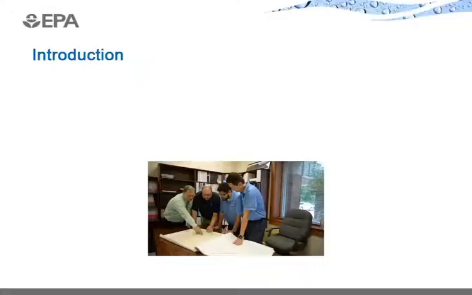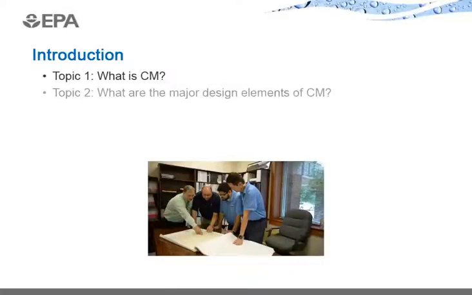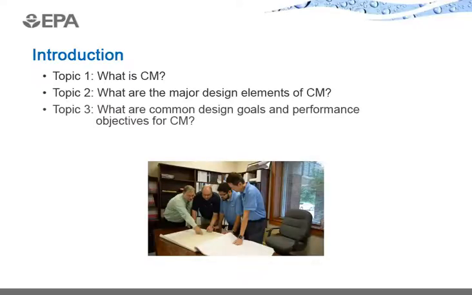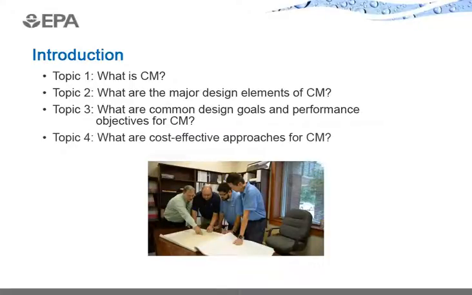The module covers 4 topics. Topic 1, what is CM? Topic 2, what are the major design elements of CM? Topic 3, what are common design goals and performance objectives for CM? And Topic 4, what are cost-effective approaches for CM? This training module will take approximately 10 minutes to complete.